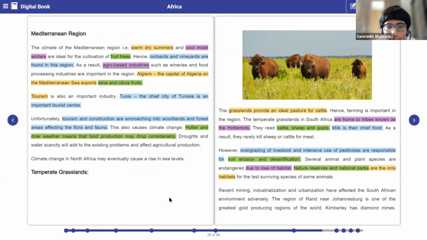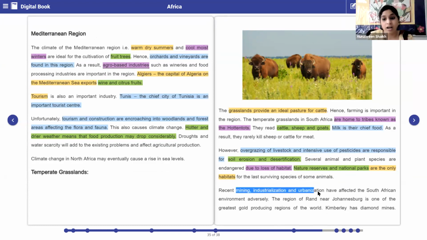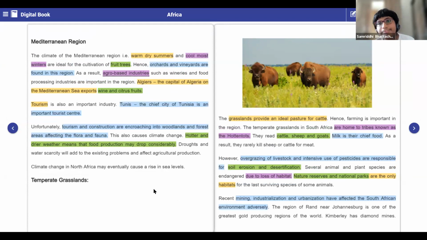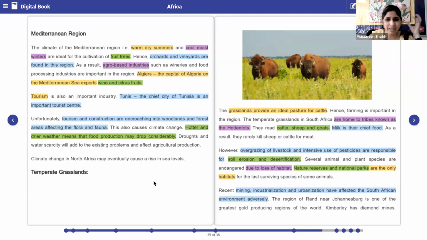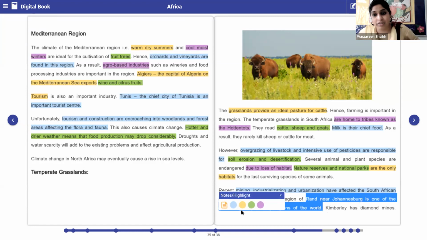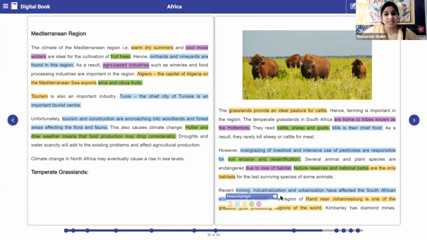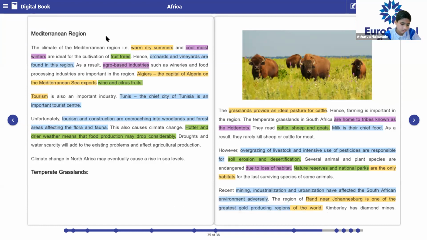Okay. Recent mining, industrialization, and urbanization have affected the South African environment adversely. Agreed? If there is lots of mining, if there are lots of industries coming up, if there's lots of urbanization going on, then definitely it's going to affect the environment. Adversely means to a greater extent. Yes? The region of Rand near Johannesburg is one of the greatest gold producing regions of the world. Dash is one of the greatest gold producing regions of the world. What is that? Johannesburg. Yes. Rand near Johannesburg.